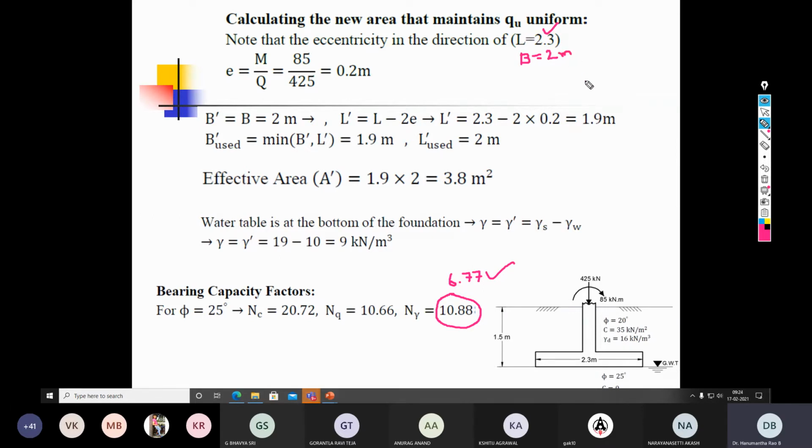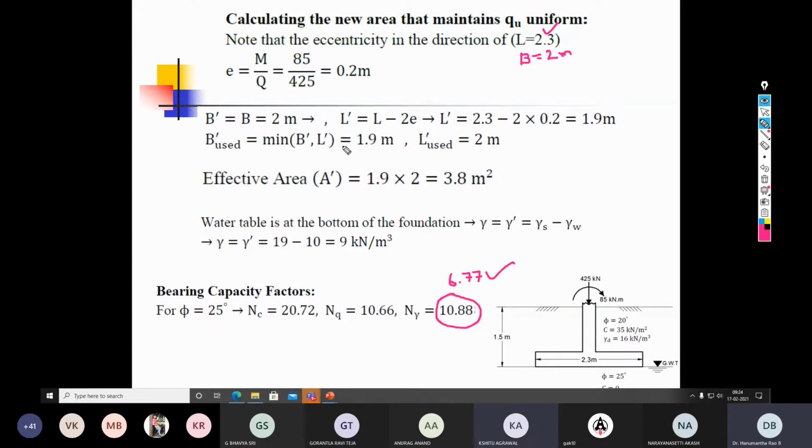But in which direction should you implement the eccentricity correction? In width direction or length direction? Okay, so here nothing has been mentioned. Now the same problem can also be solved by taking L dash as 2.3 meter and implementing the eccentricity correction in the width direction, that is also possible. But here they specifically mentioned the eccentricity is in the 2.3 meter direction. So in the sum itself, there is no question.